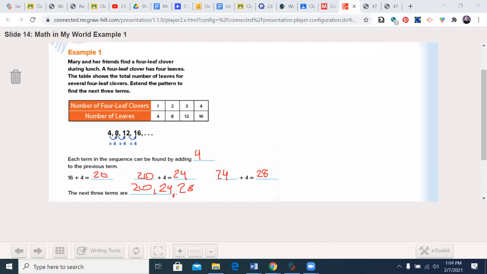Some of you might already notice that the number of leaves, L, equals 4 times the number of clovers, or 4C. So that's something to recognize if you're doing it more in a middle school mindset, or you can just keep adding 4. Go ahead and write those in on page 513. And then we'll turn to the top of 514. Give you a few more seconds.